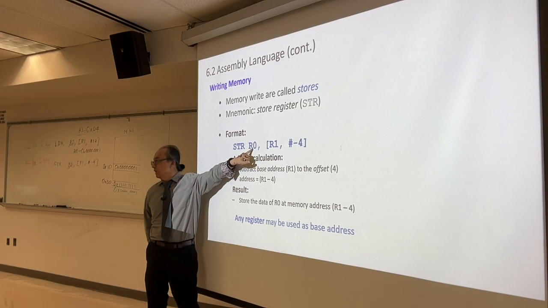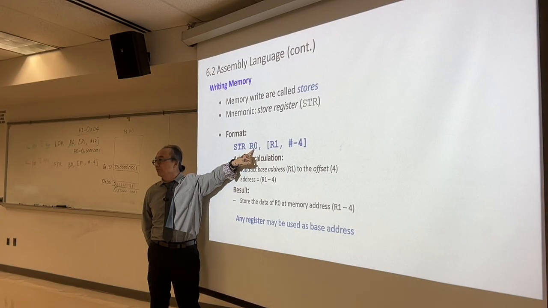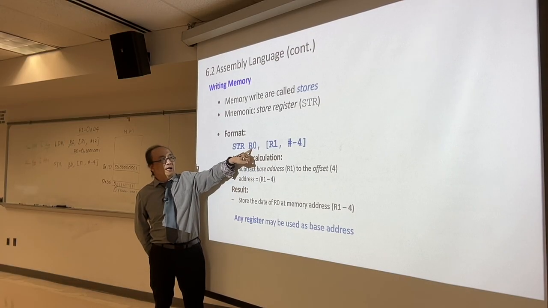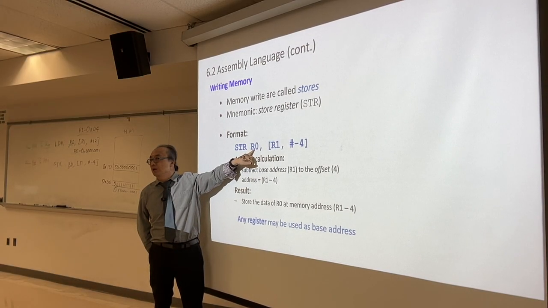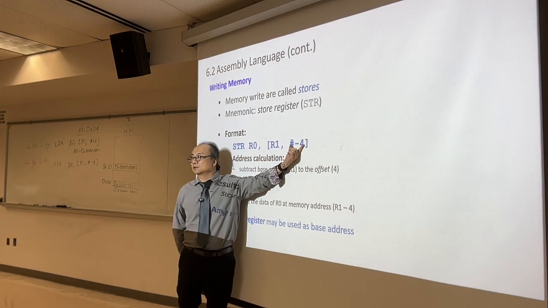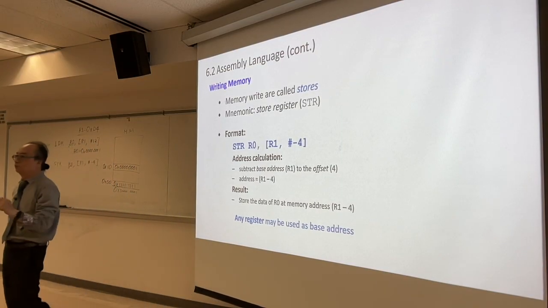For store, we're going to store the content of a register into main memory. Therefore, we need to read R0 first. This is not our destination anymore, right? We need to read the contents of R0 and store it into main memory, where the contents of R1 plus this number will give us the exact memory address where we want to store.